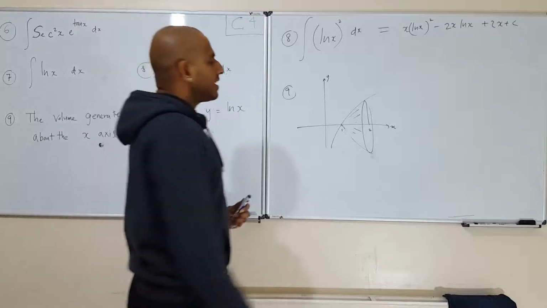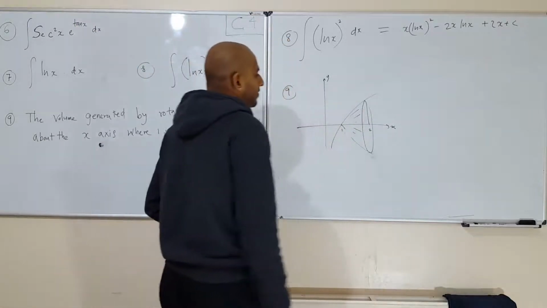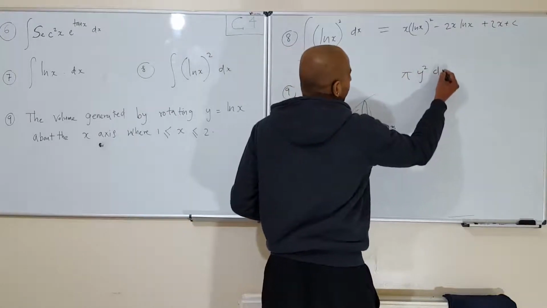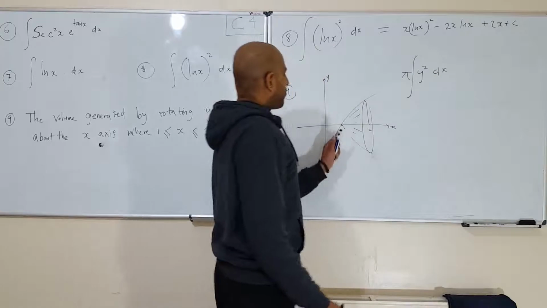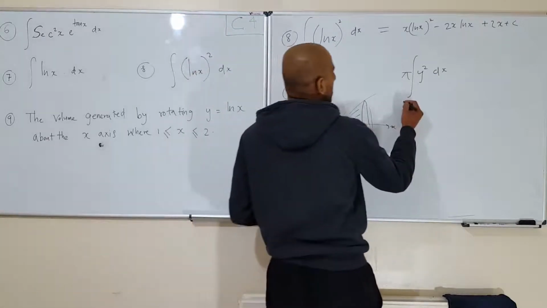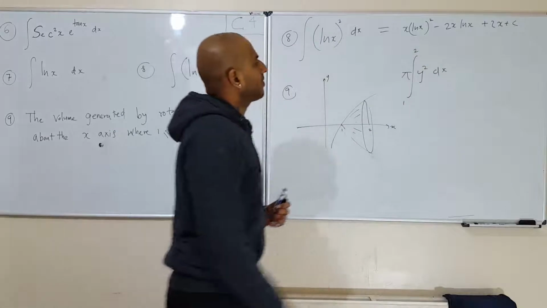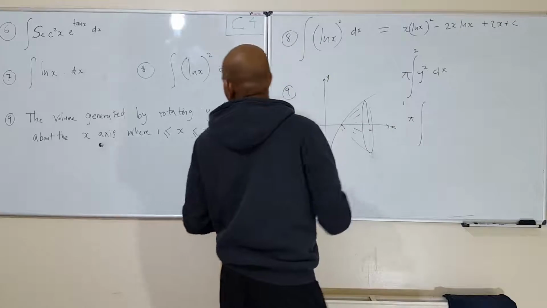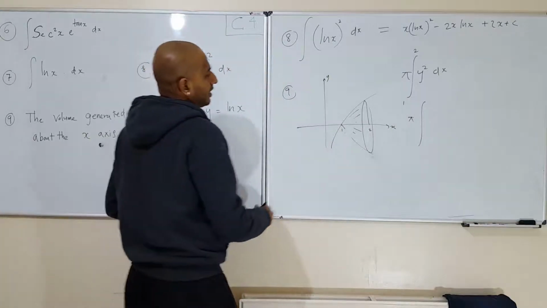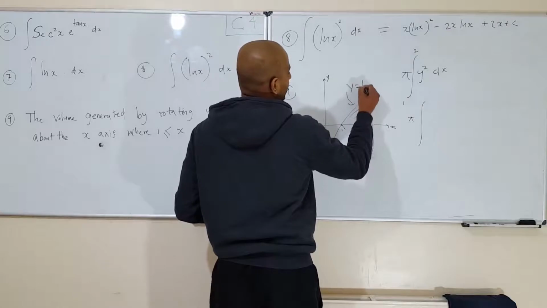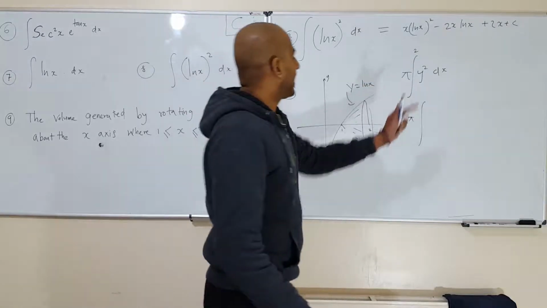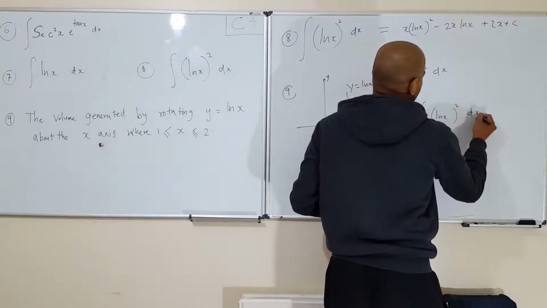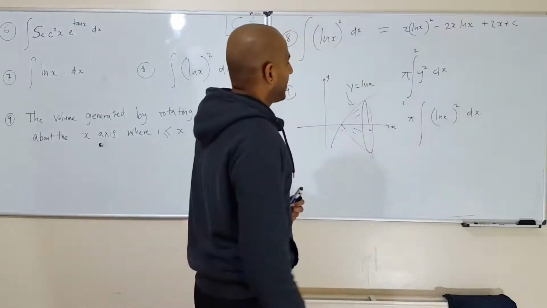So since this is rotating about the x-axis, we know the volume integral is given by quite a simple equation: pi y squared dx. It should be from 1 to 2. So let's do this now. Pi, y equals ln x. You can sub this value into that. Ln x squared dx.